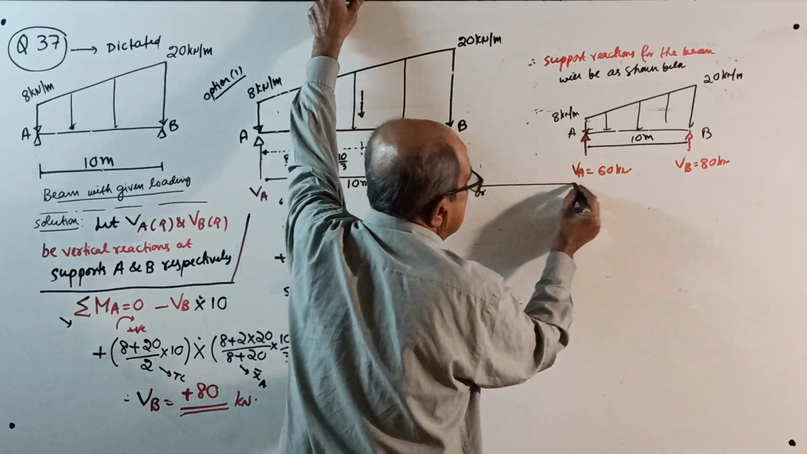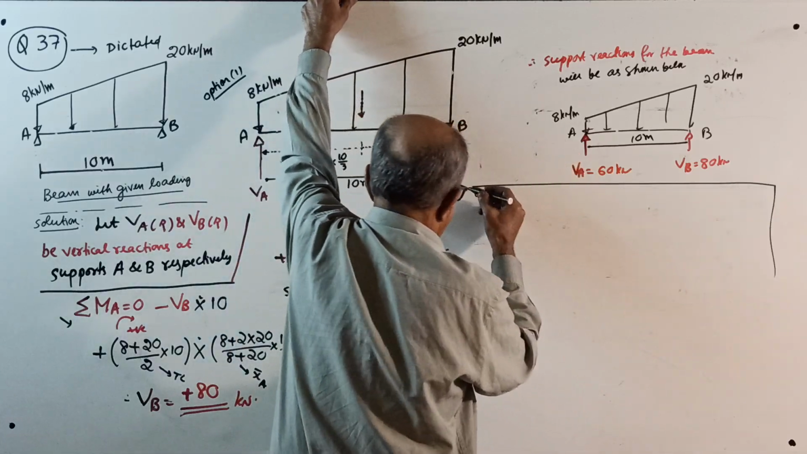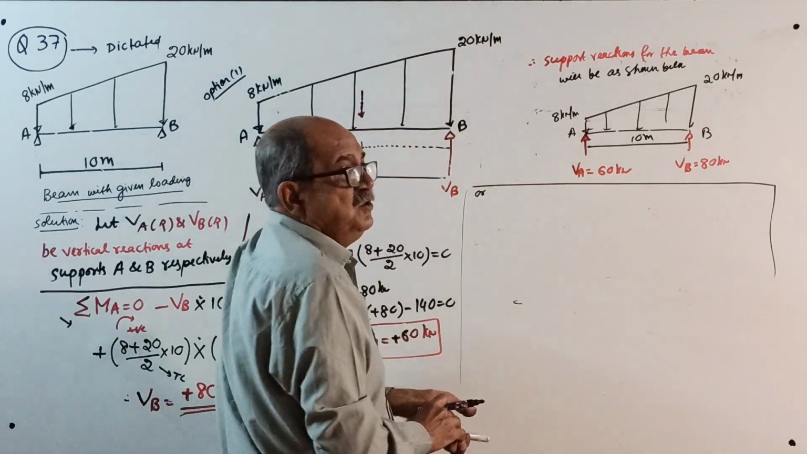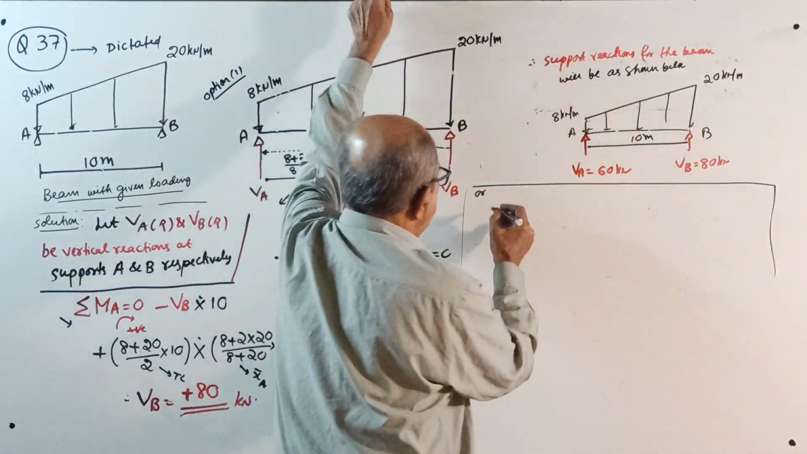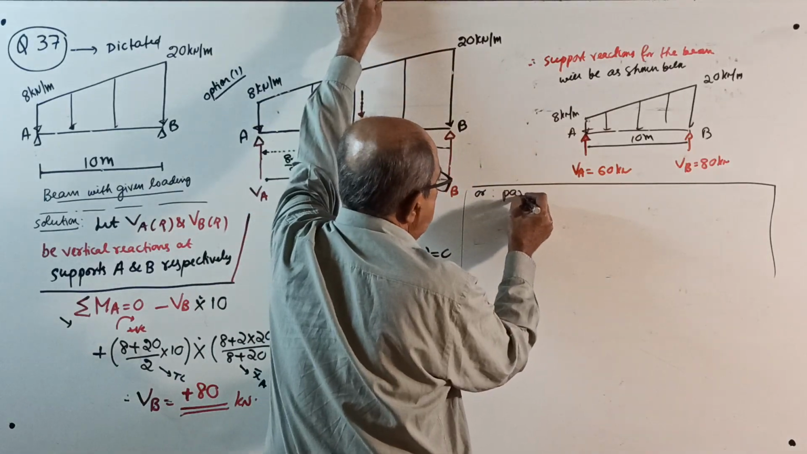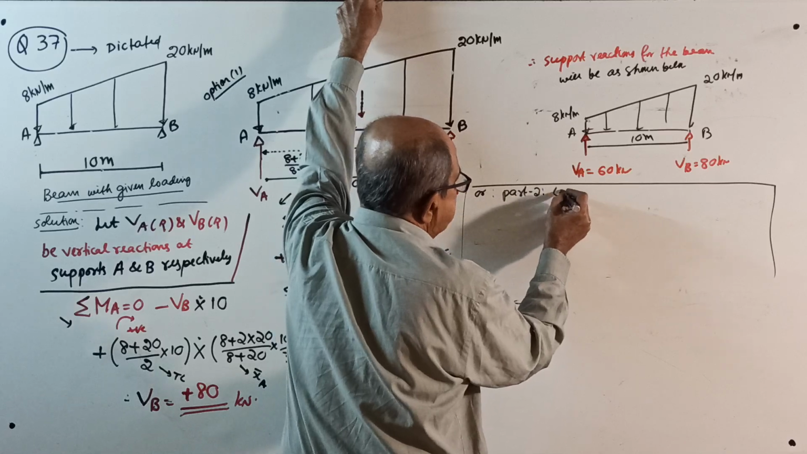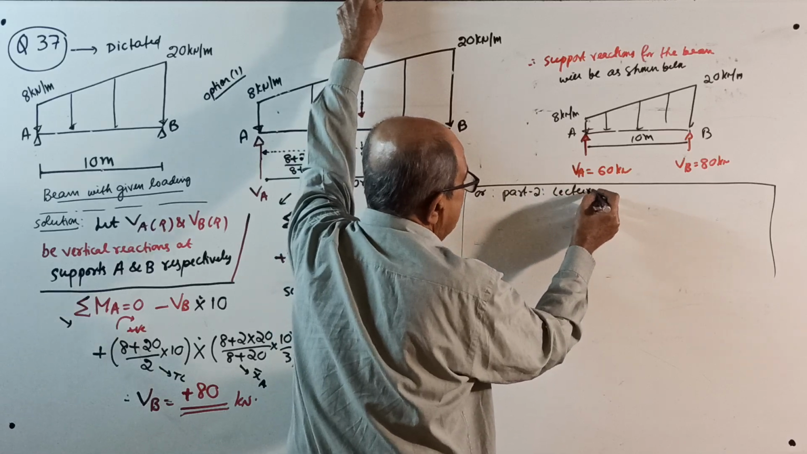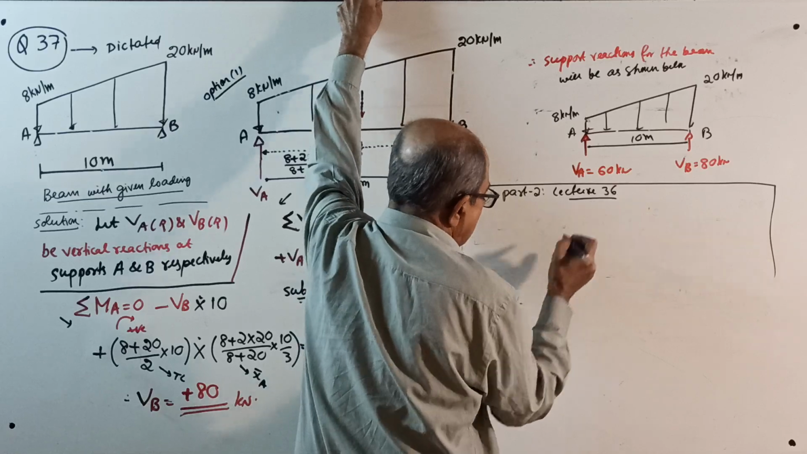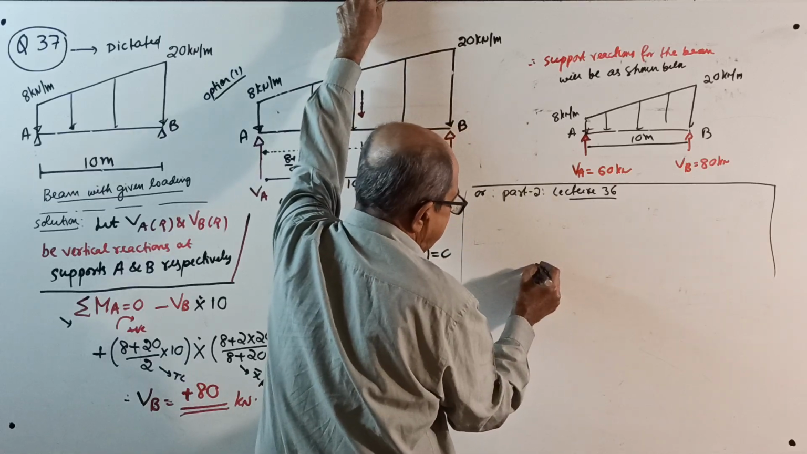Now, you can go for the shortcut as usual. Part 2, lecture 36. You have to write it. That means you have to refer to that class. See, direct shortcut. See here.